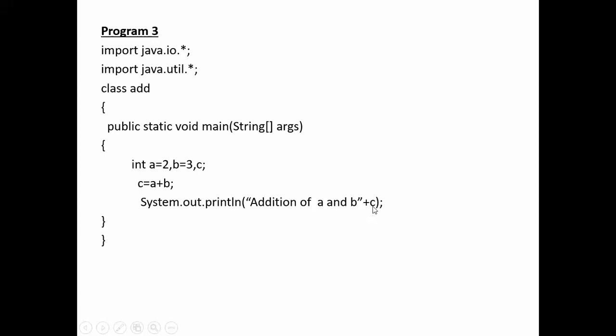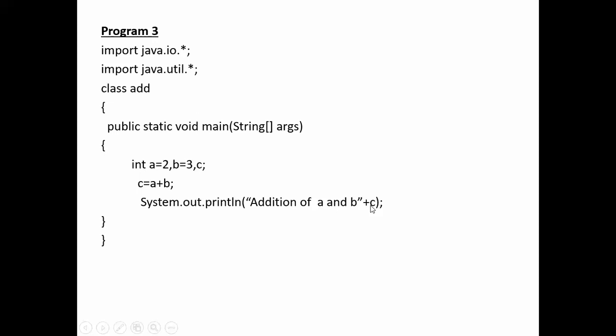What does this plus C represent now? There are no double quotations and no single quotations, so it's not considered a string or a character. When I simply mention C, it checks whether the variable is present in our program. It's checked, so the variable is present. What will the variable contain? The variable contains the value 5. So in the output you will get "addition of A and B is 5".